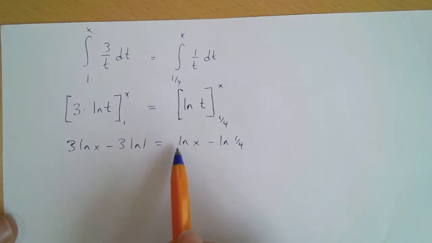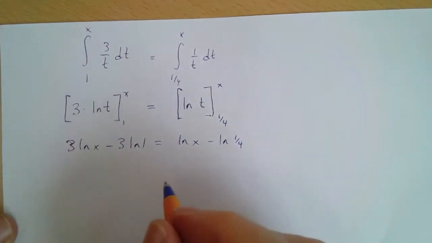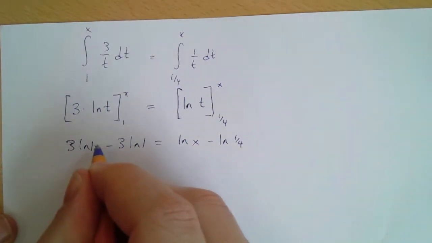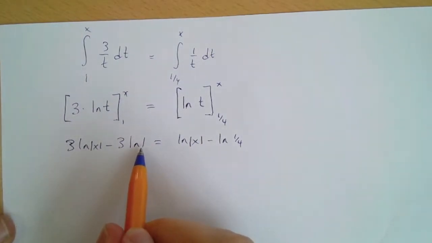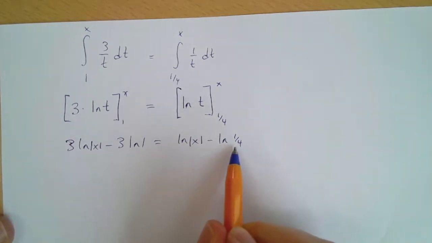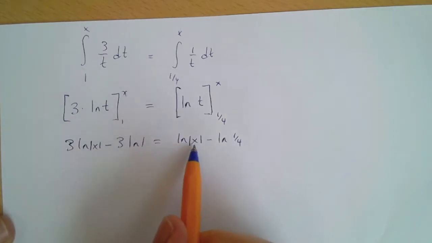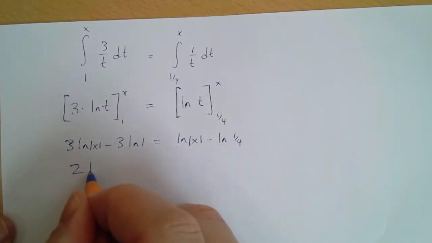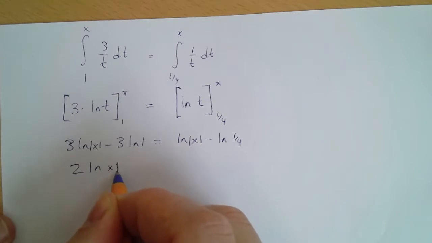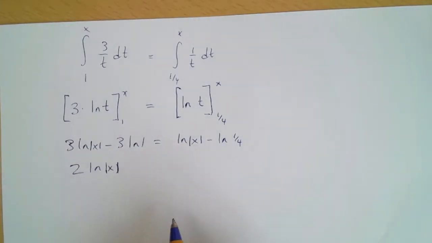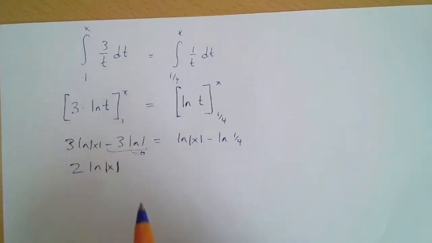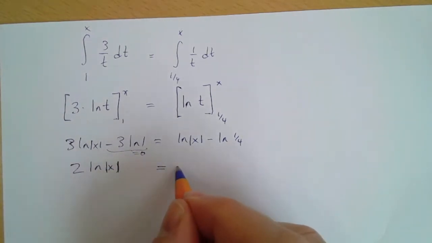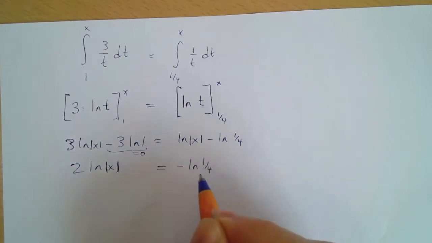I can subtract ln of x on the left and on the right. By the way, there should be absolute values here. I don't need absolute values for ln of 1 because 1 is positive. I don't need absolute values here for ln of 1 over 4 because 1 over 4 is positive. So I'm going to subtract ln of x. I get 2 ln of x, and ln of 1 is actually equal to 0. So this whole thing is 0, equals negative ln of 1 over 4.